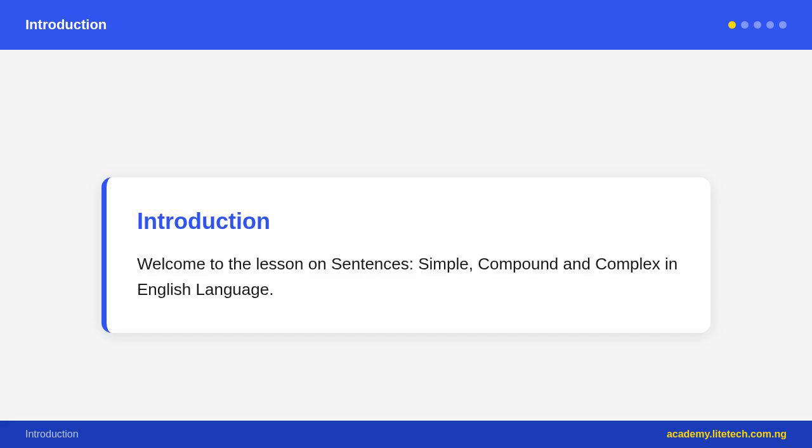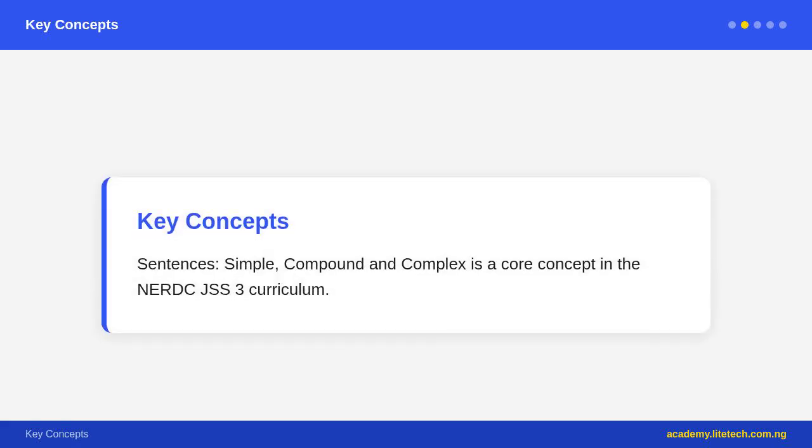The three sentence types. 1. Simple sentence. A simple sentence contains one independent clause, a subject and a verb, expressing one complete thought. The sentence may have additional phrases, prepositional phrases, adjective phrases, but still has only one independent clause. Examples: the girl sang. Subject: the girl; verb: sang.